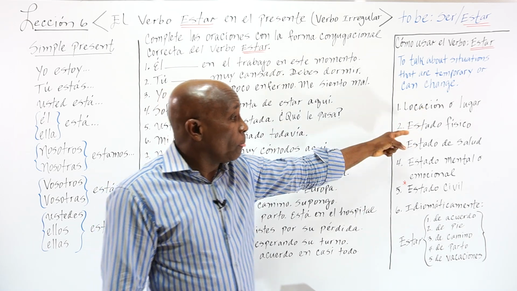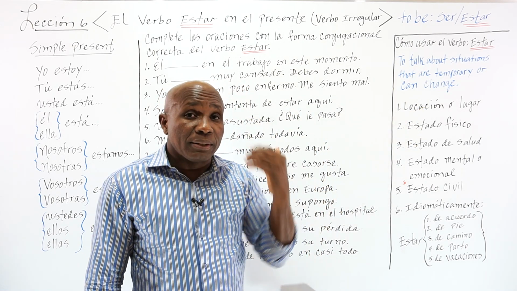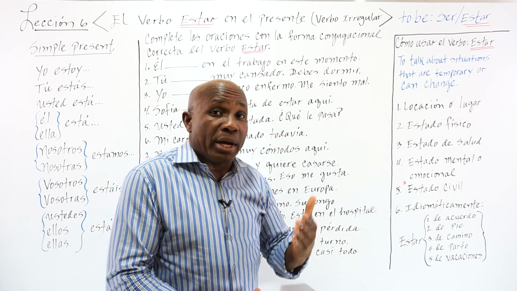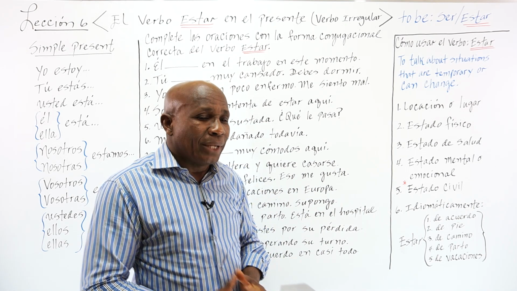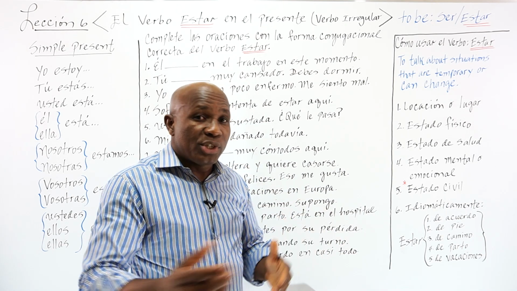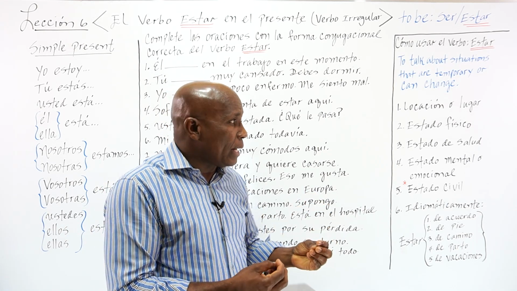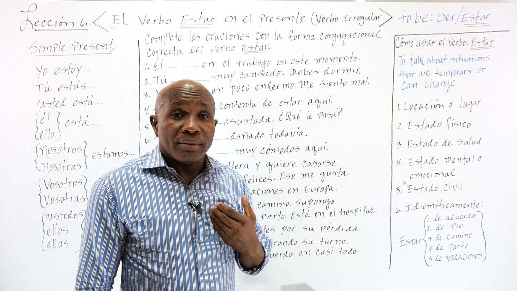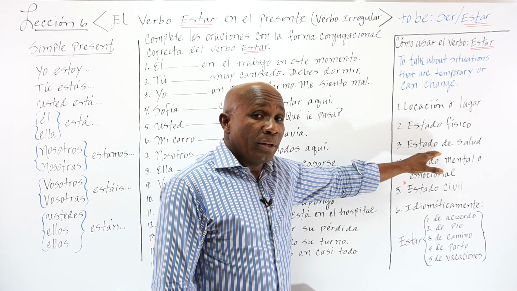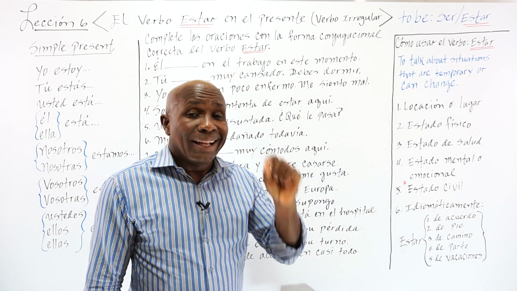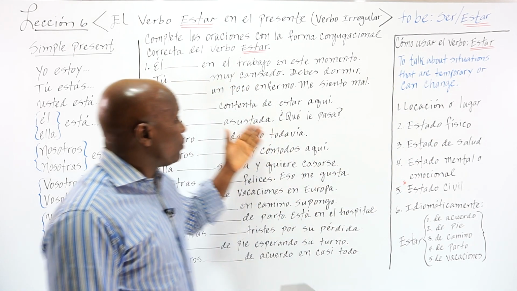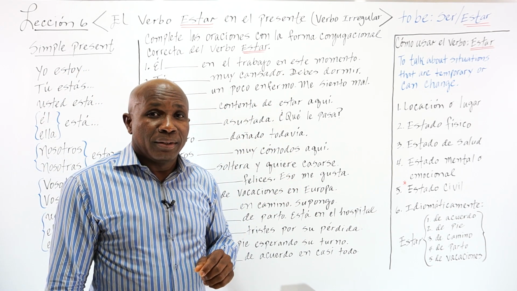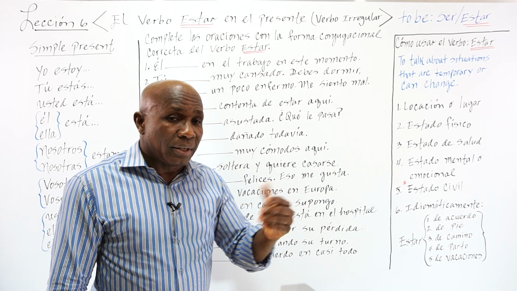Estado físico, physical state. Like if you're tired, you say, I am tired. Yo estoy cansado, right? Ella está cansada. I am tired, she is tired. That's estar. Also health state. When you talk about health condition or state, we use the verb estar. For example, estoy enfermo. I am sick, a little sick.